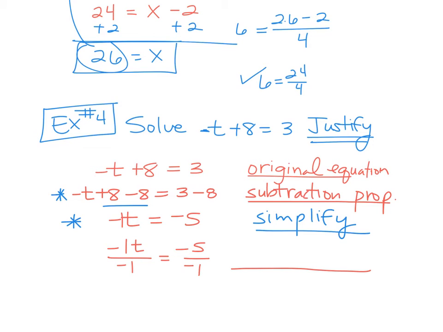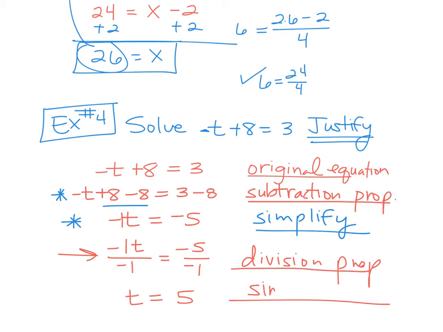Which property did we do here? Division property, right? We divided on both sides, so that's the division property. Which means our last step then is to say t equals 5. And for that one, we just simplified again.